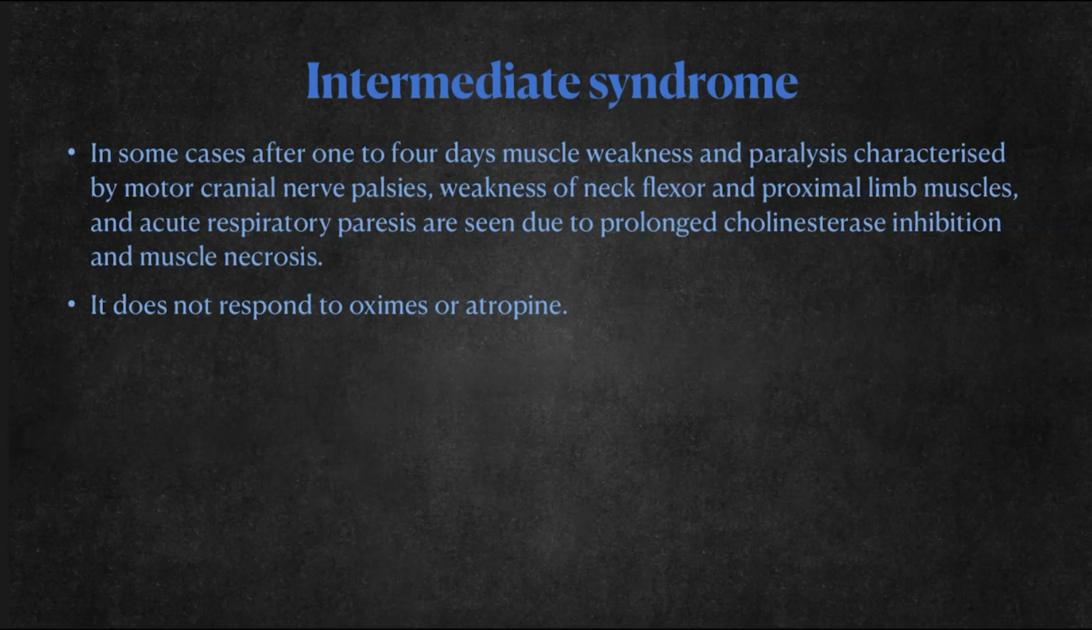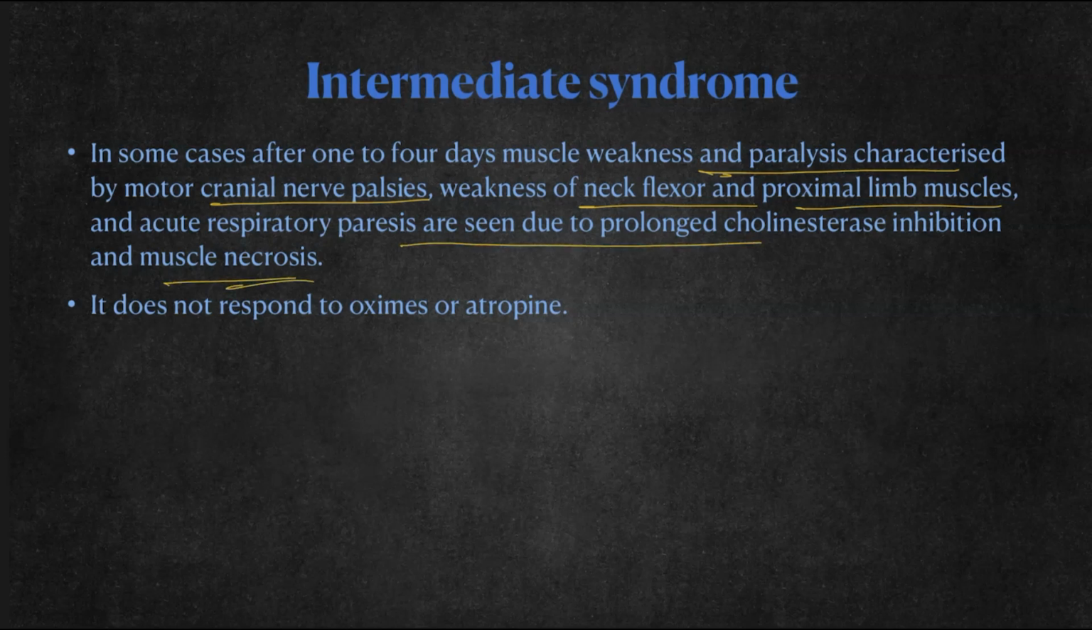Coming to intermediate syndrome, in some cases, after 1 to 4 days, muscle weakness and paralysis characterized by motor cranial nerve paralysis, weakness of neck flexor muscles, proximal limb muscles, and acute respiratory paralysis are seen due to prolonged cholinesterase inhibition and muscle necrosis.